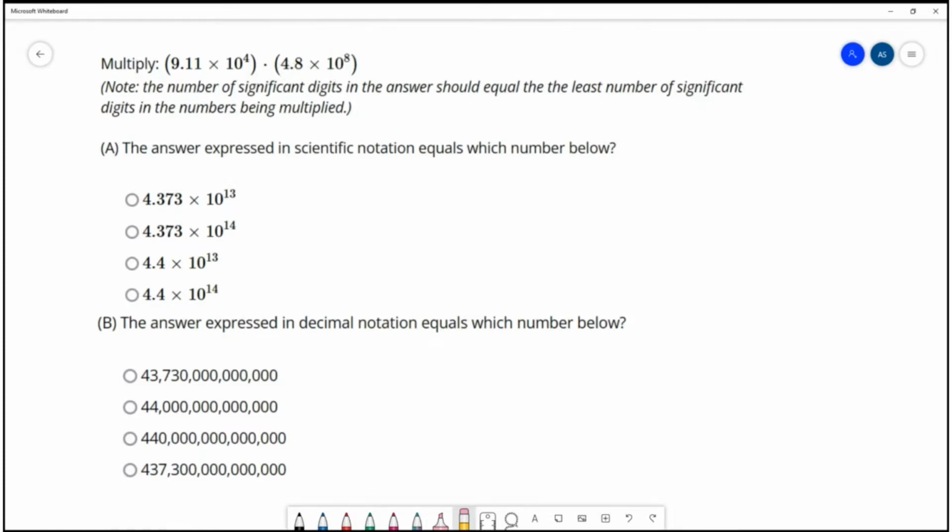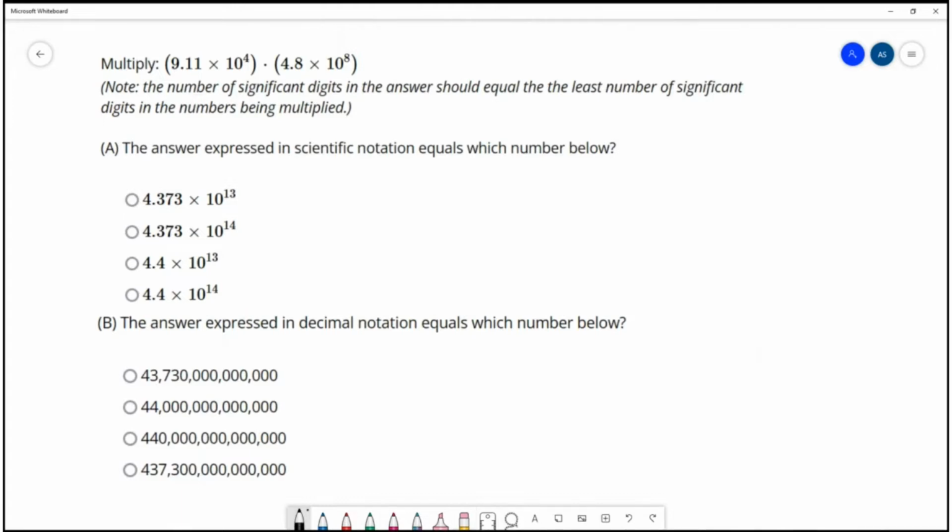And when we do this multiplication, we want to take into consideration significant digits or significant figures. The number of significant digits in the answer should be equal to the least number of significant digits in the numbers being multiplied. So we'll think about that after we do our multiplication.